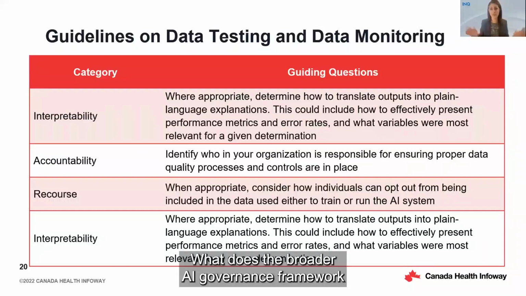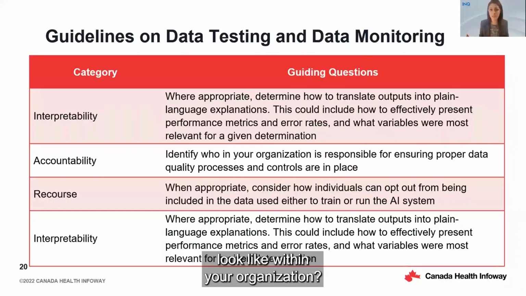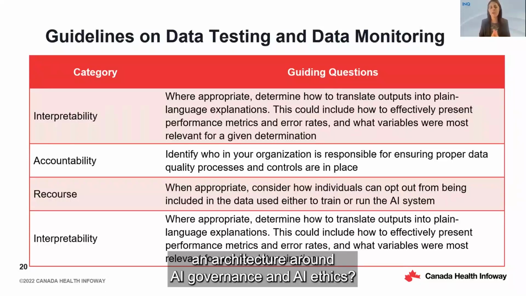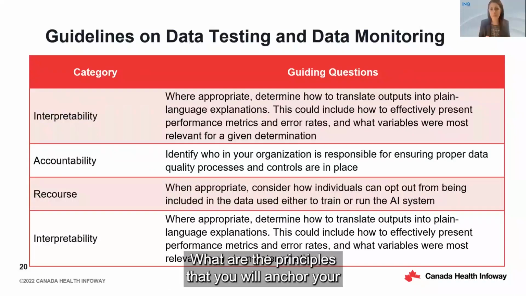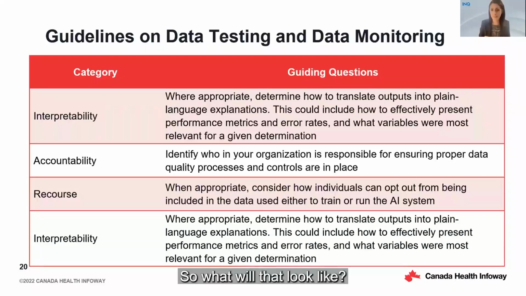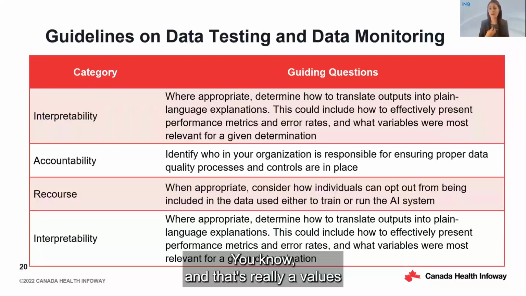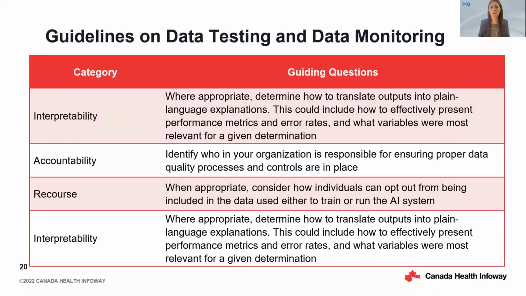What does the broader AI governance framework look like within your organization? How have you internalized some of these lessons to try to create a sort of infrastructure and architecture around AI governance and AI ethics? What are the principles that you will anchor your responsible AI governance program in? So what will that look like? And that's really a values discussion more than it is anything else.